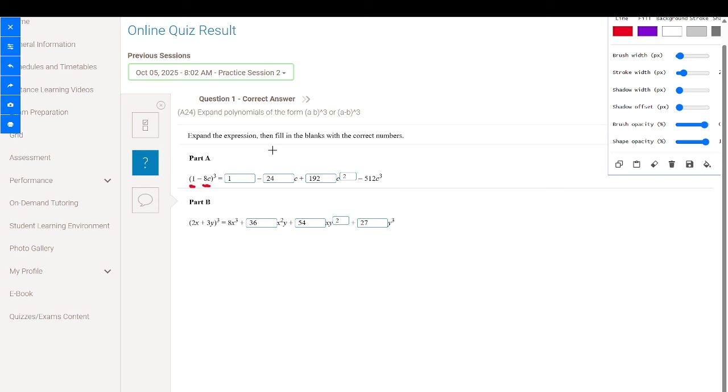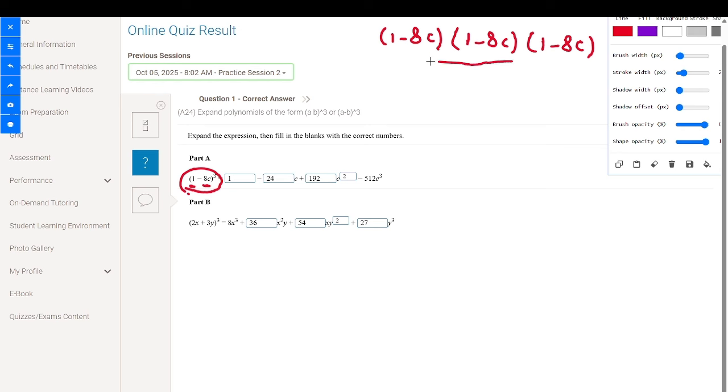Expand the expression, then fill in the blanks with the correct numbers. We have (1 minus 8c) all to the power of 3. So let's solve this one. Here (1 minus 8c) to the power of 3 is the same as multiplying (1 minus 8c) together 3 times. Okay, here (1 minus 8c) to the power of 3 means (1 minus 8c) multiplied 3 times.